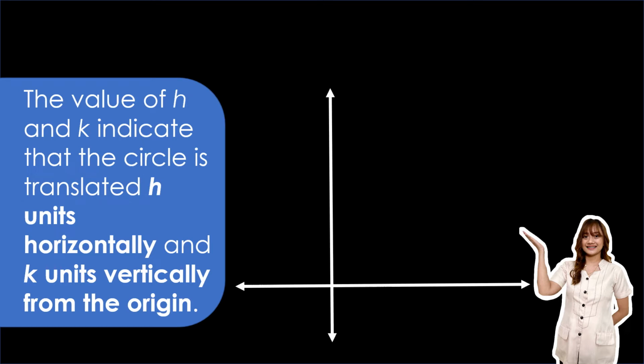To sketch the graph of the standard equation of the circle, we must first plot the center of the circle. Since we already know that the center is at (h, k), we translate h units horizontally and k units vertically, and their intersection marks the point (h, k). So, this must be our center.